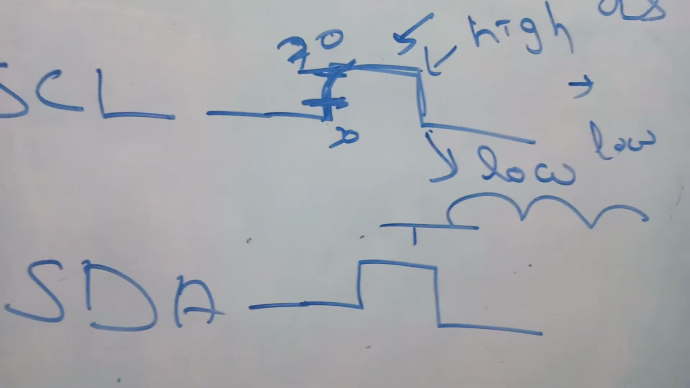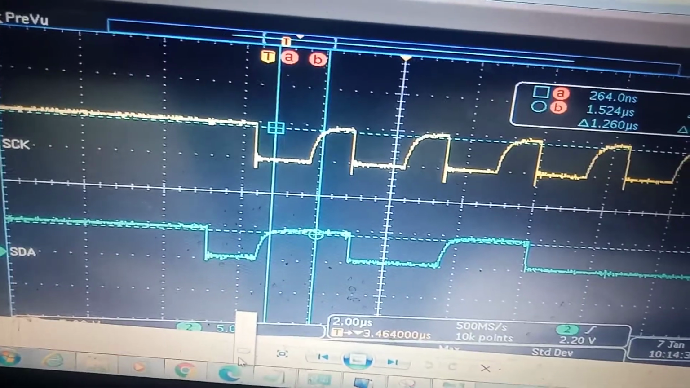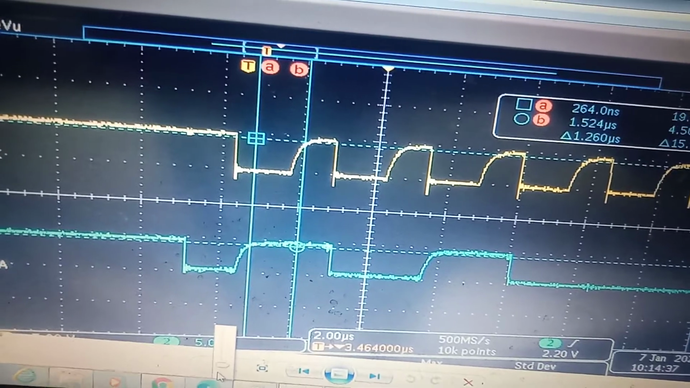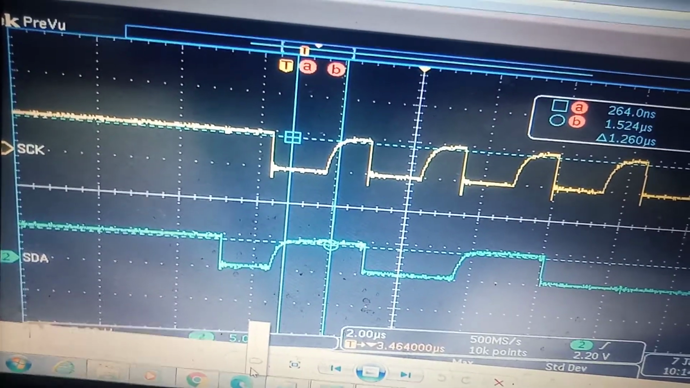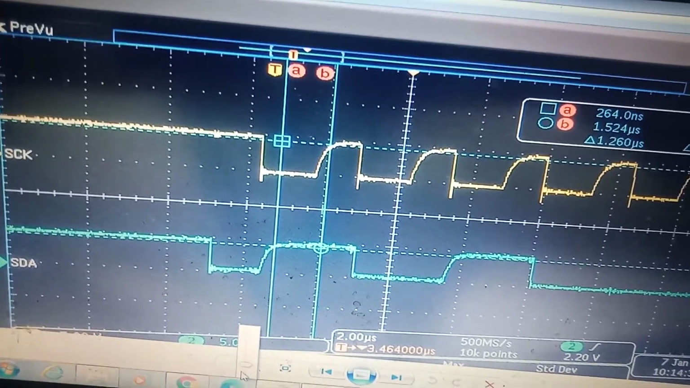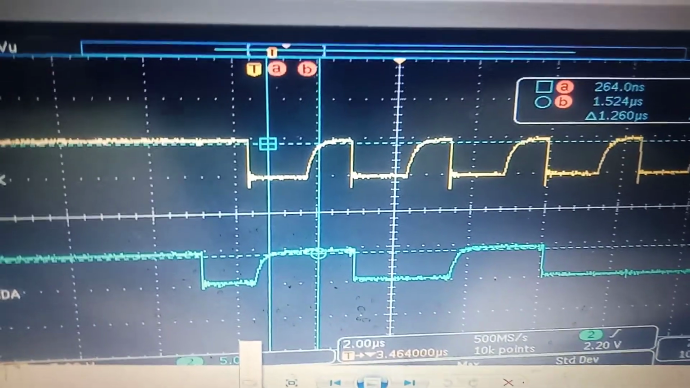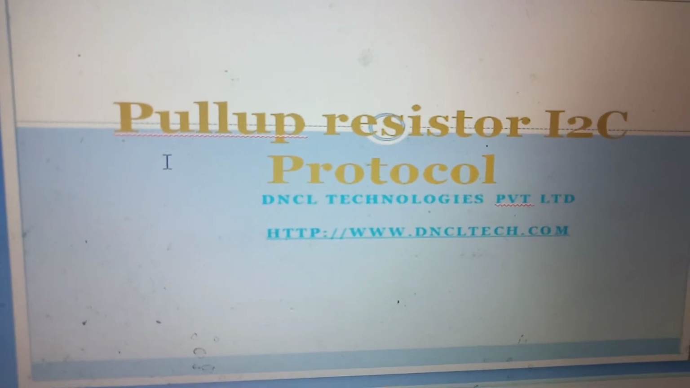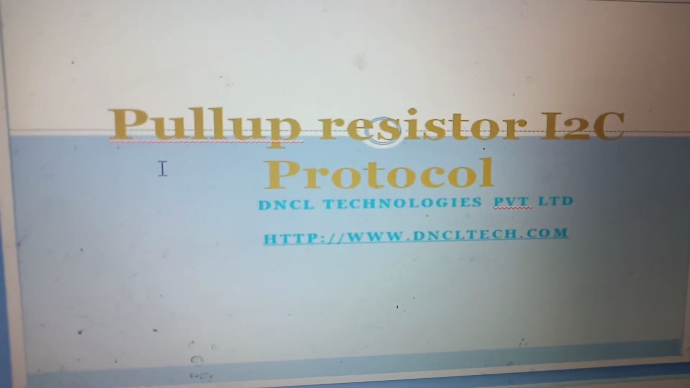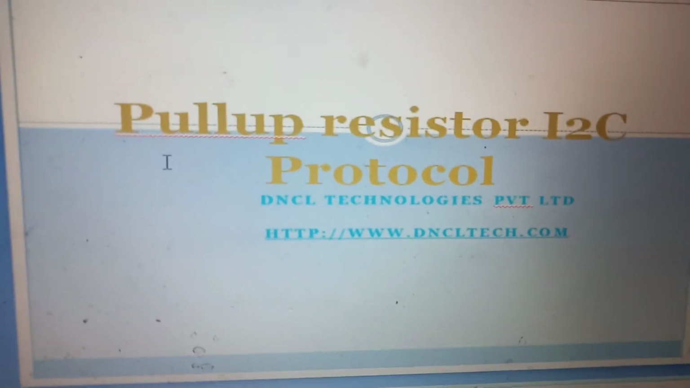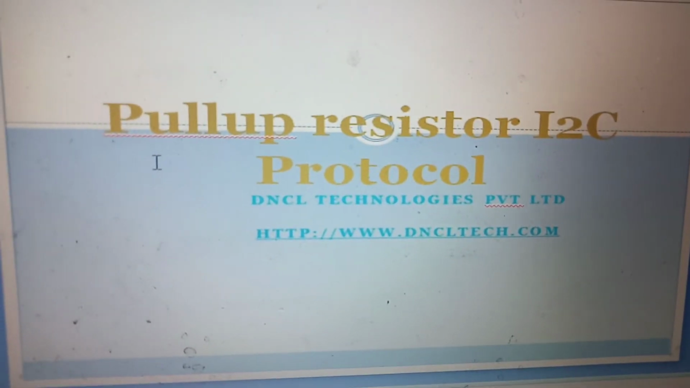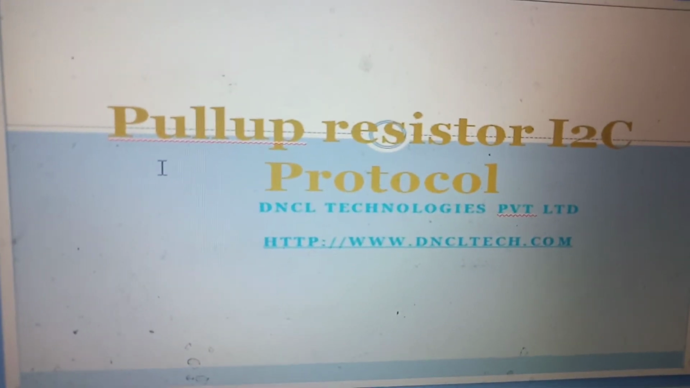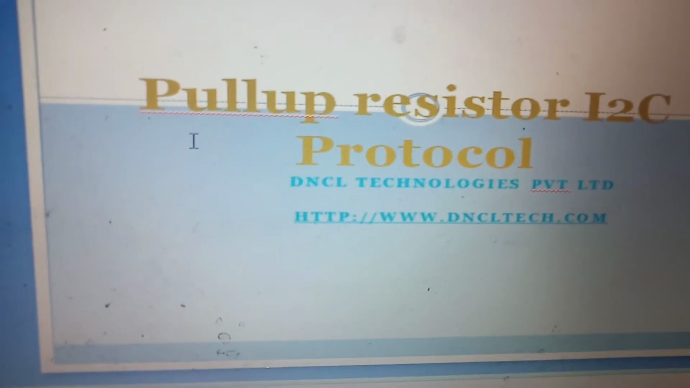How to choose it? Here I got a waveform for SDA and SCL. See, that's the waveform. SCL is the clock line and this is the SDA line, so this is the reference waveform. Here we can discuss how to calculate the pull-up resistor, and see the minimum and maximum. We are from DNCL Technologies Private Limited, Bangalore. You can see our website www.dncltech.com.